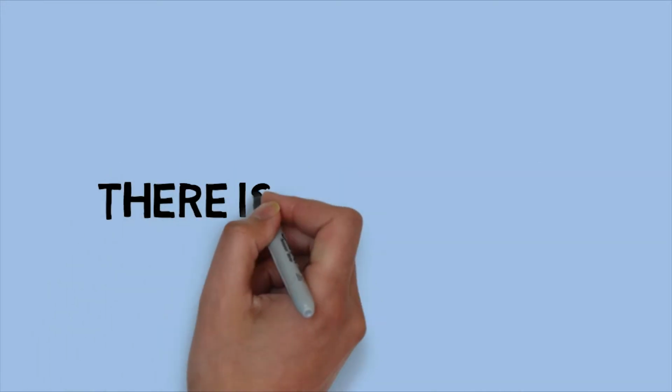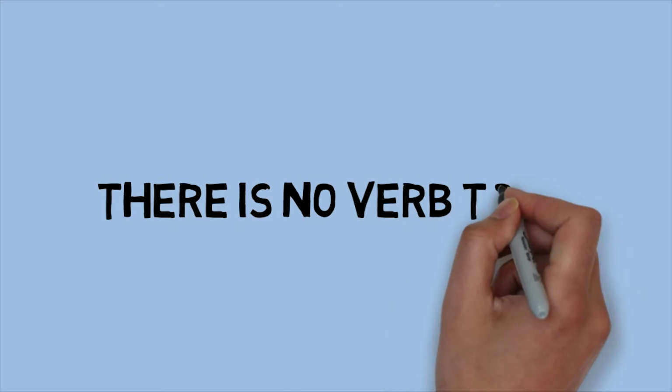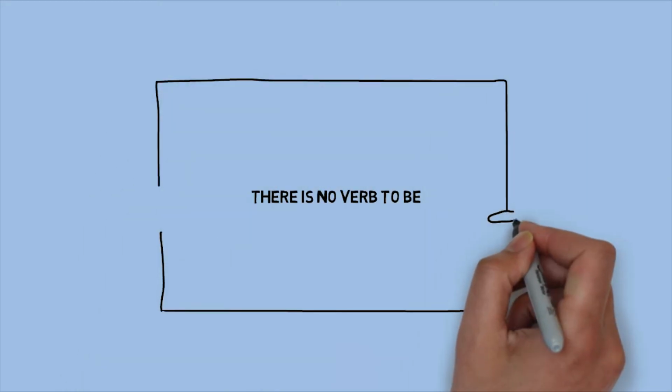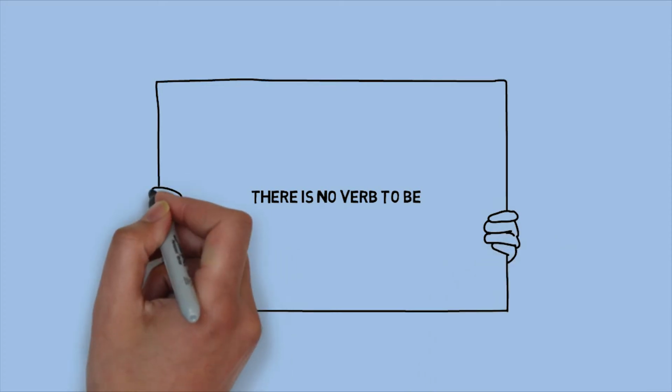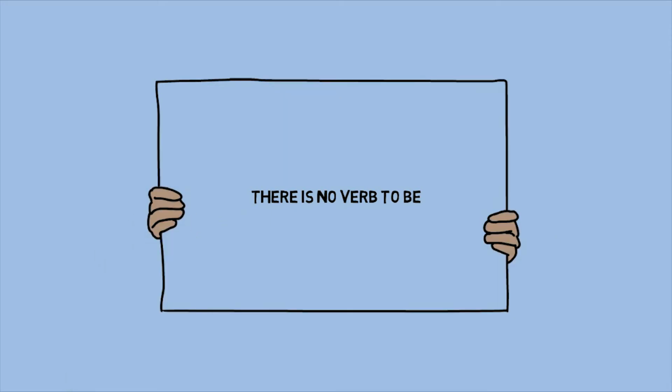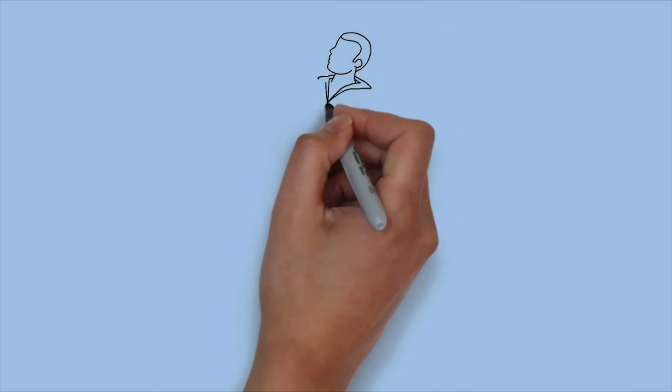Actually, before we start, I would like to tell you some information: we don't have verb to be. Yes, that's good news, right? We don't have verb to be in Egyptian Arabic. So if I would like to say I, it's like I am. I am is like I. We have one word for both of them.